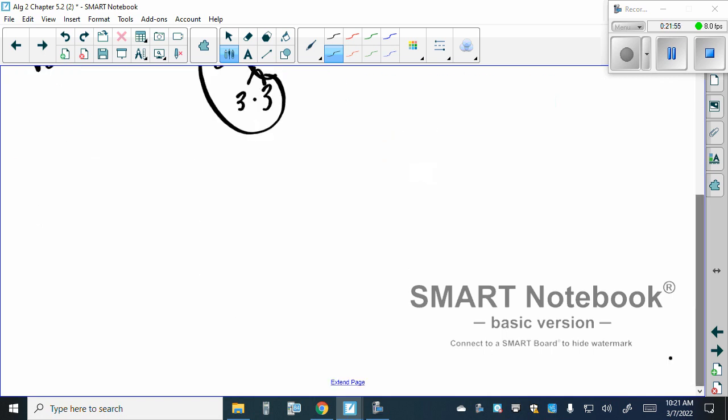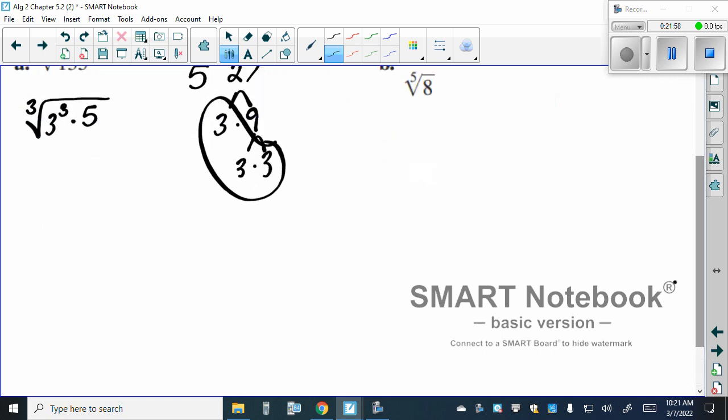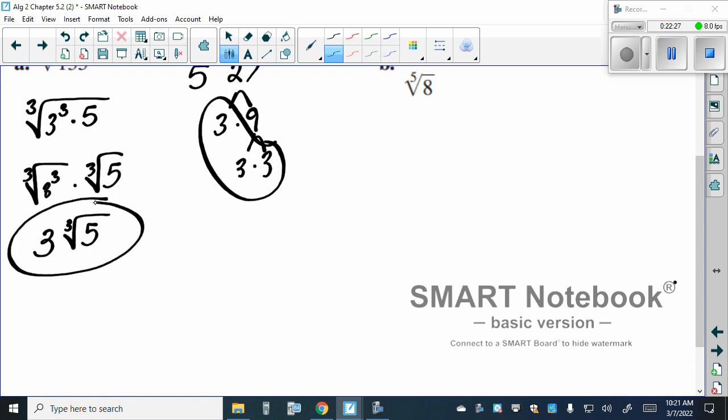Now the textbook is not wrong in saying this, but they would use the property and say, okay, well this is the cubed root of 3 cubed times the cubed root of 5, because we're going to split it apart. And the cubed root of 3 cubed is 3. Can we take the cubed root of 5? Well, no. So it's going to be times the cubed root of 5, and that would be our answer. Because we're just trying to simplify those radicals.